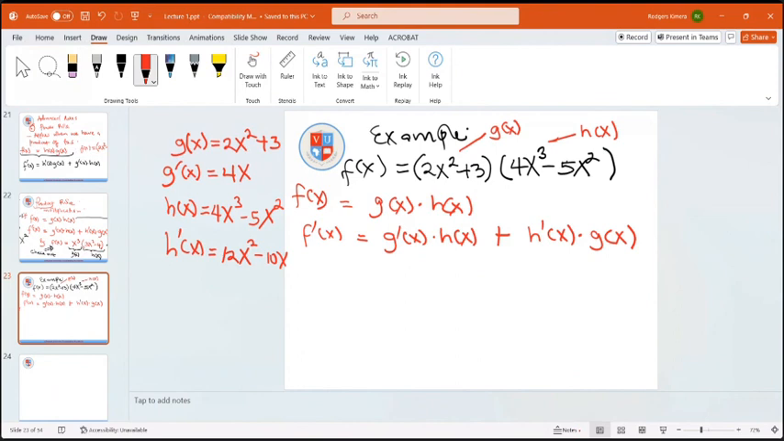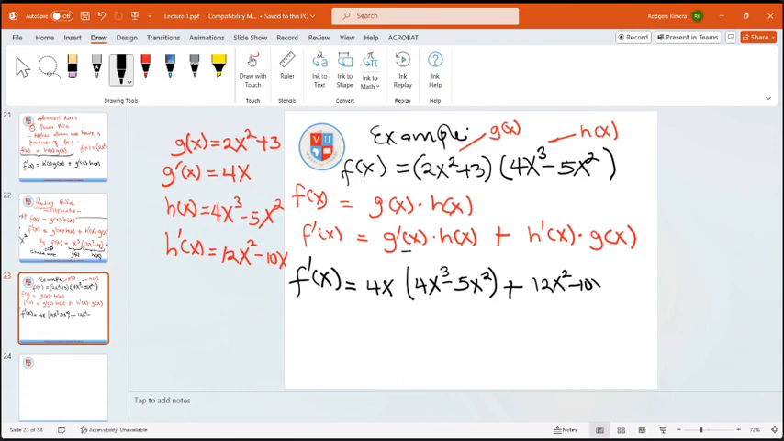Now, if we want to substitute here to get f prime x, we are going to get d prime x, which we have already got as 4x, times hx, which is 4x^3 minus 5x^2, plus h prime x, which is 12x^2 minus 10x, times dx, which is 2x^2 plus 3.